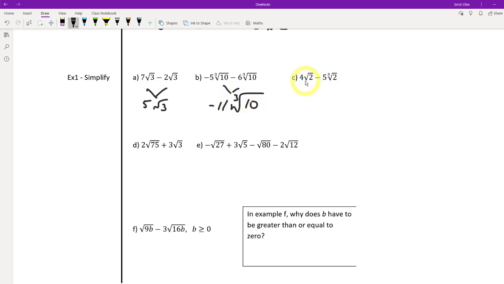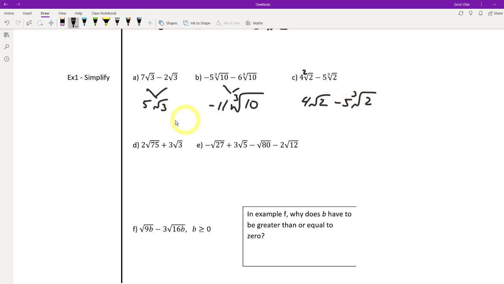Here we got 4 square root 2 minus 5 cube root 2. The radicals are not exactly the same, right? Notice that this has an index of 2, this has an index of 3. You can't simplify that, so the final answer is 4 square root 2 minus 5 cube root 2. That's it. There's nothing more you can do.